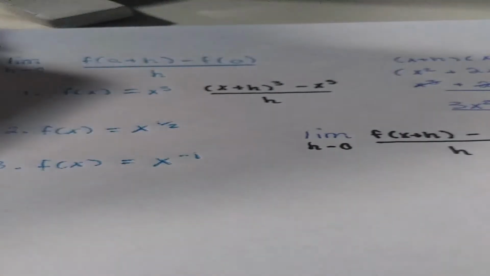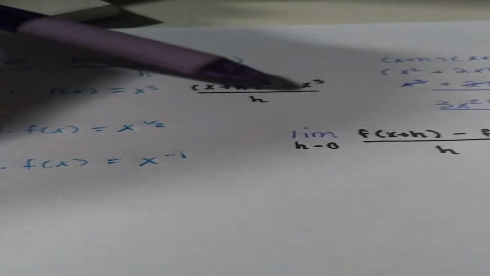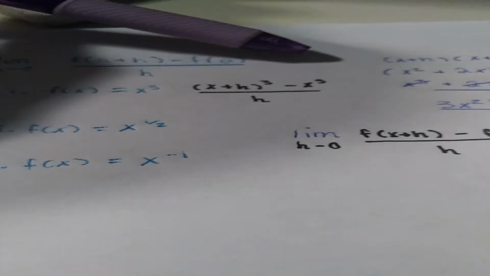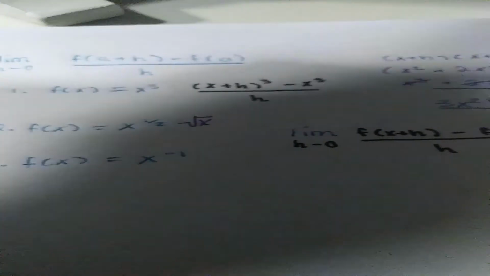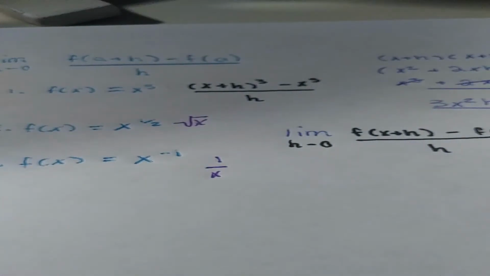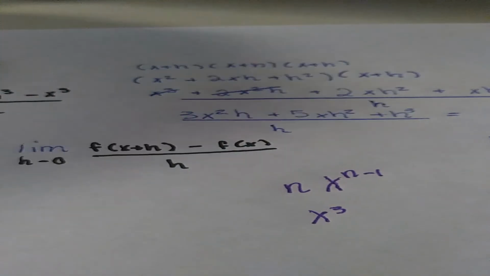So yeah, doing that with these other functions would basically require you to do the same thing. You here would do x plus h to the power of 1/2 minus x to the power of 1/2, or square root of x. That's all x to the power of 1/2 is. And then x to the negative 1 is 1 over x. So yeah, once you plug these terms in, you just go ahead and simplify and get your answer.